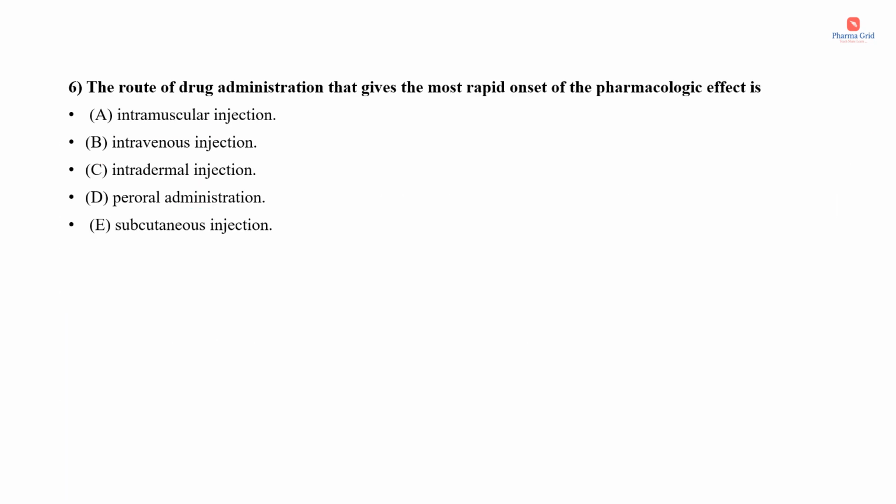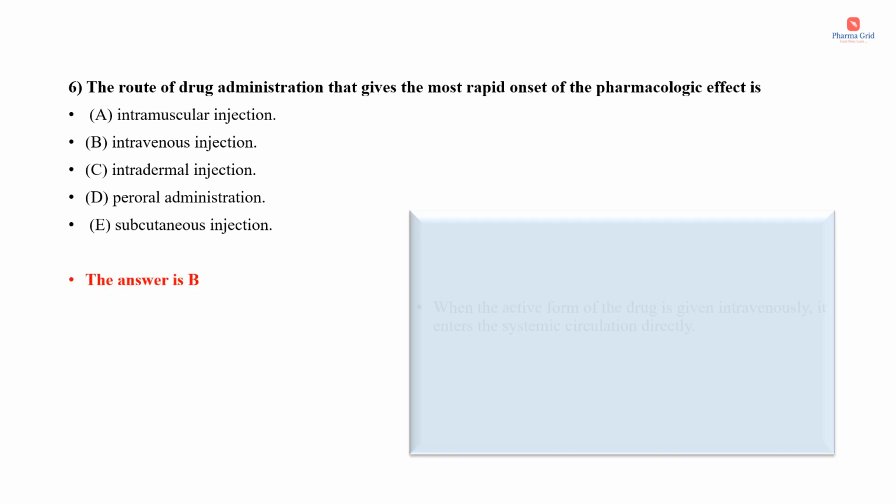The route of drug administration that gives the most rapid onset of the pharmacologic effect is, the options are: intramuscular injection, intravenous injection, intradermal injection, peroral administration, and subcutaneous injection. Here the correct answer is option B, that is intravenous injection.